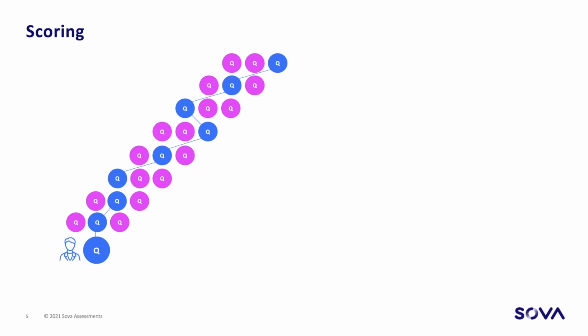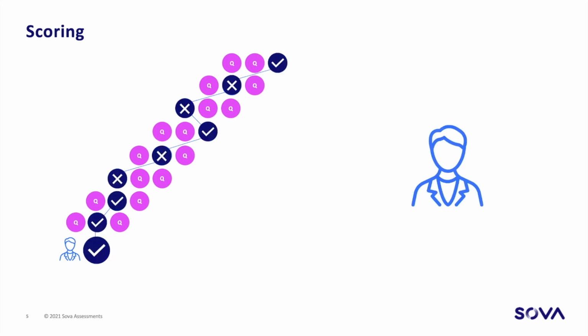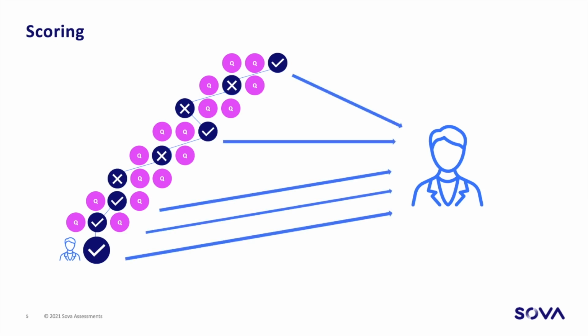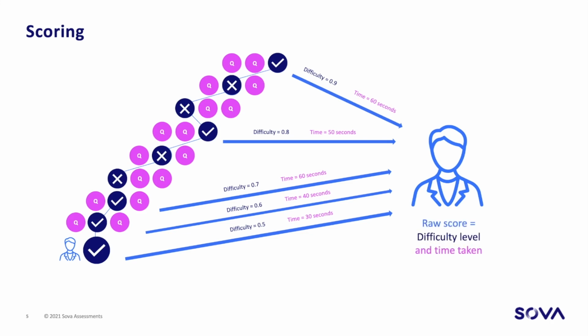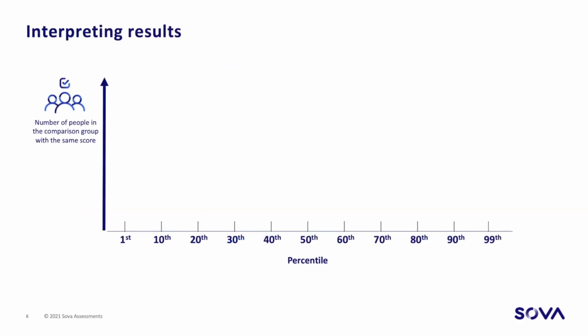The time the candidate takes to respond to the items is also factored into scoring because, as mentioned, there is no time limit to respond to each item. As such, the candidate's raw score is based on the difficulty level and time taken for the items they answered correctly. This raw score is then compared to others who have completed the assessment before.